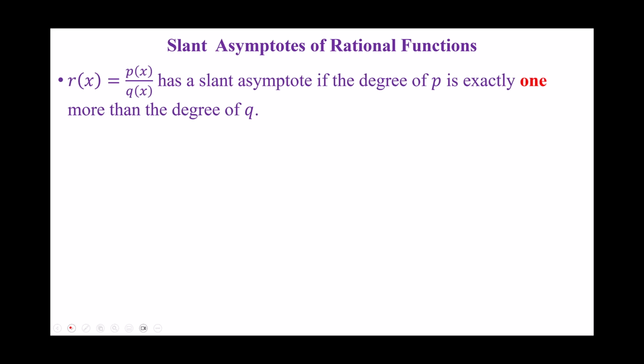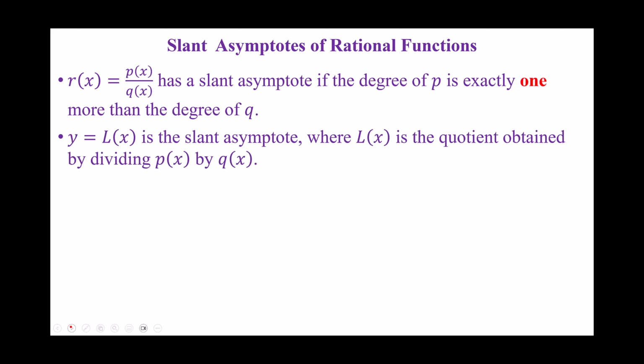So let's talk about how to find slant asymptotes. We know a rational function has a slant asymptote if the degree of the numerator is exactly 1 more than the degree of the denominator. y equals L of x is what we call the slant asymptote, where L of x is the quotient obtained by dividing P of x by Q of x. And when we do that division, we can then ignore the remainder, because the asymptote applies when x is getting really, really big or really, really small, and so the remainder would be negligible.